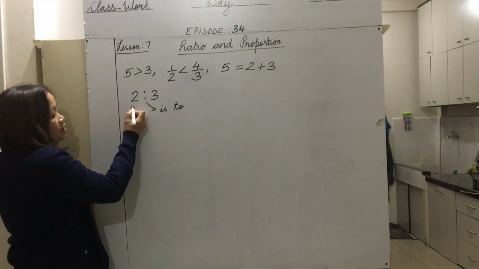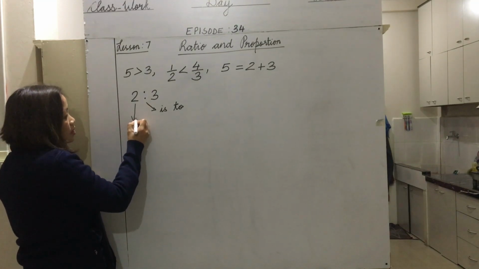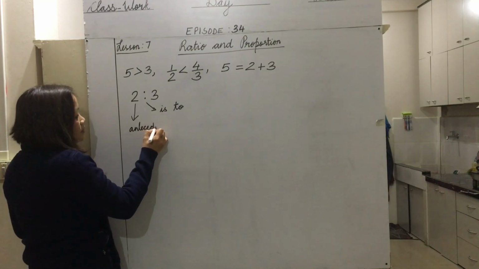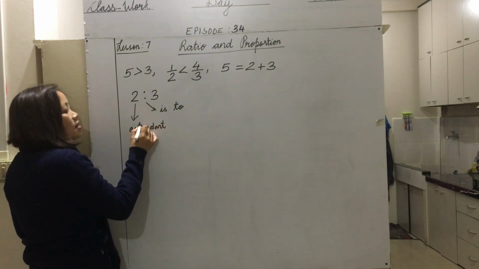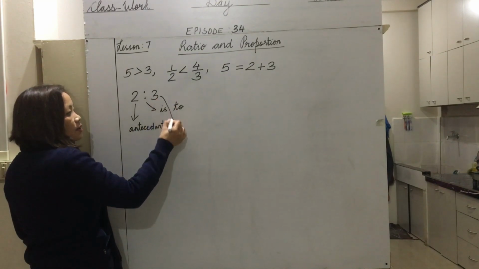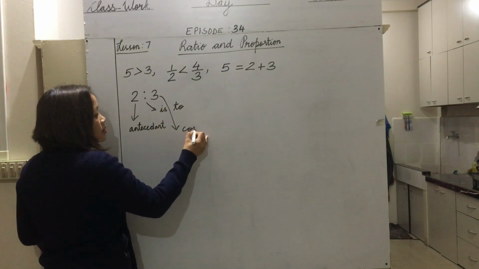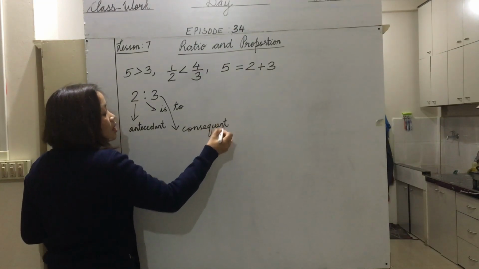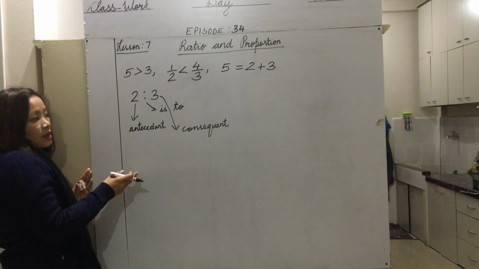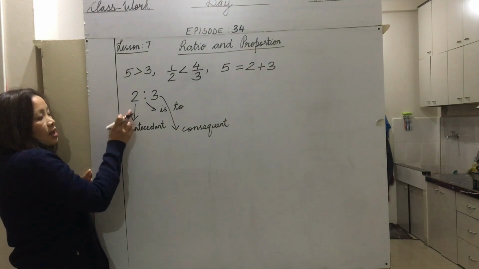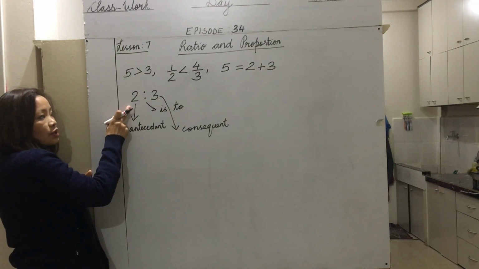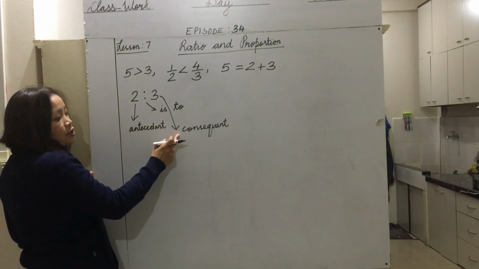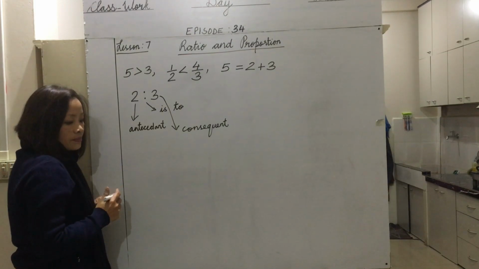Then the first number in the ratio is called the antecedent, and the second number in the ratio is called the consequent. This might be important for the objective type of question in the exam, right? The first number in the ratio is called antecedent and the second number in the ratio is called consequent.